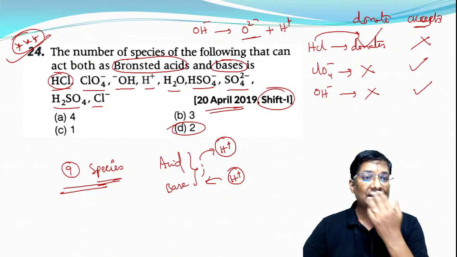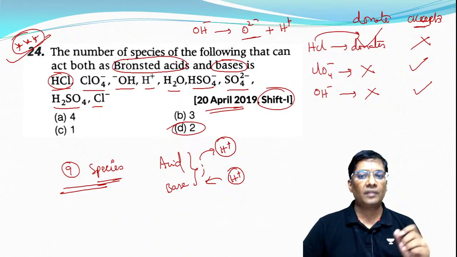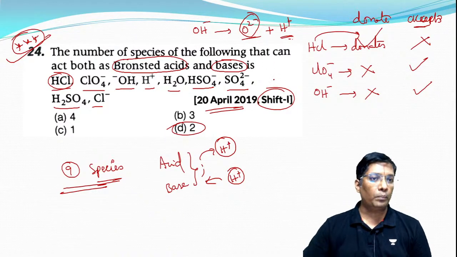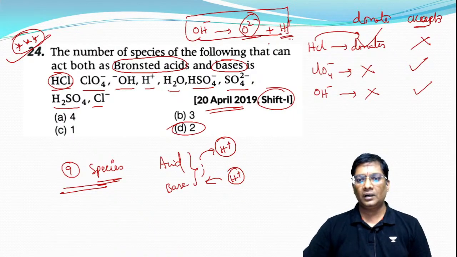oxygen is having 2 minus, right sir? No, OH minus does not form the oxide ion by donating the H plus ion. By donating the H plus ion, it will not form any O2 minus ion. Oxide ion will not be produced. So please remember this OH minus.